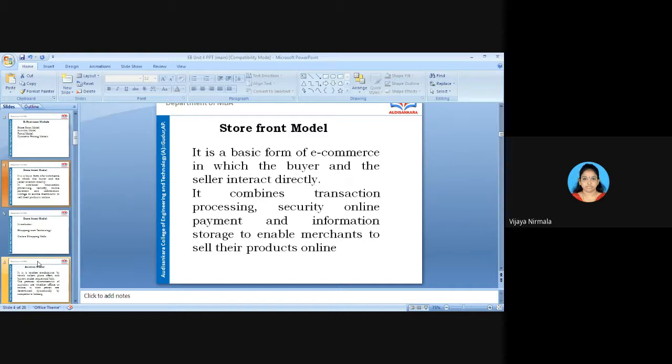That is, when you conduct this storefront e-commerce, the merchants need to organize the online catalogs of the product. So when you are conducting this storefront model, what the merchants need to do is organize whatever products are available with them.